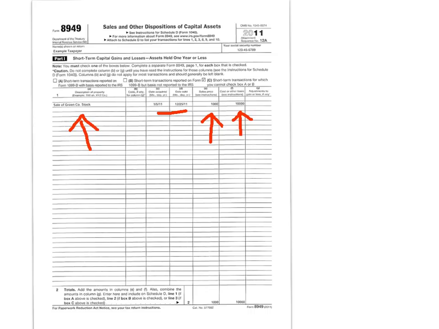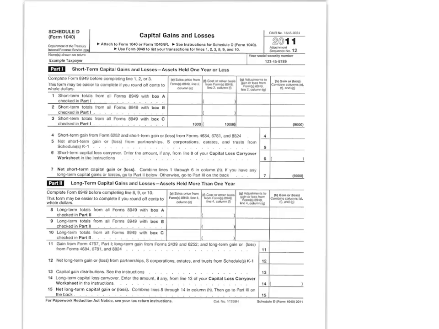There's nothing more to complete on this form other than the totals. So jump down to the bottom, and row 2 just asks you to add up all of the lines above it. So the total in column E is going to be 1,000, and the total in column F is going to be 10,000. So now we can move over to our Schedule D.